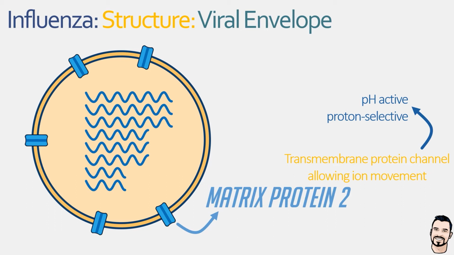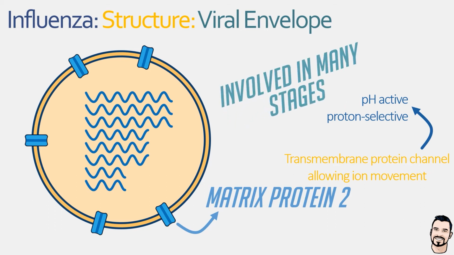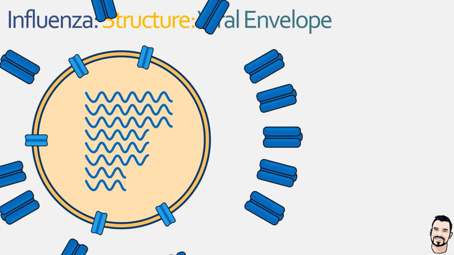So you could say the M2 protein is involved in many stages of the infection process, from entering the host cell, to assembly of new virions within the host, to the release of individual virions from the host cell. Now, this protein is actually just one of 3 key proteins in the cell envelope. The next one is hemagglutinin.